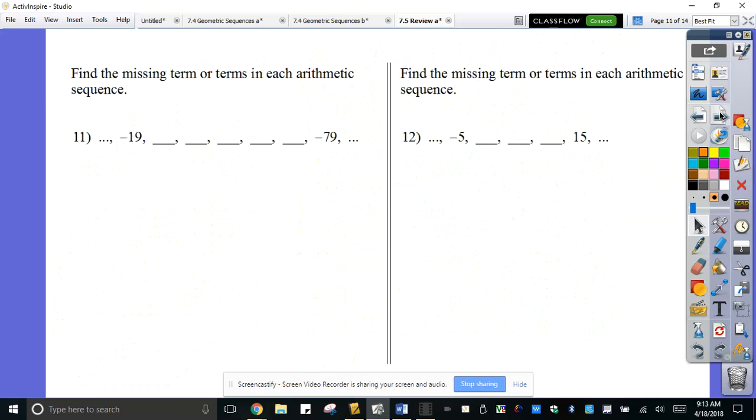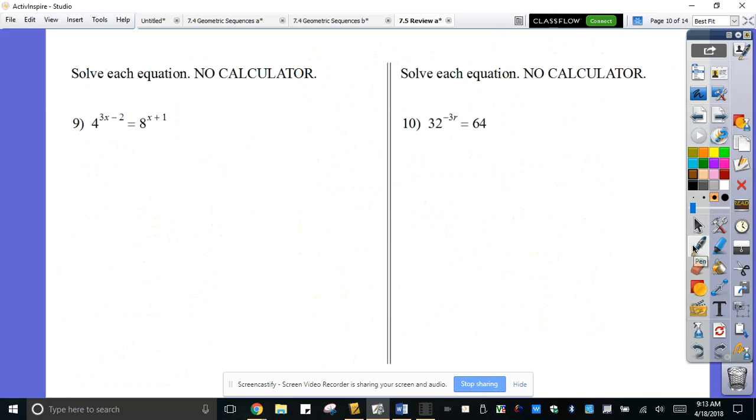Something challenging. This one here, maybe. 4 does not go with 8. You should know that. But you know that 4 goes with 2 squared. So I can drop the 3x minus 2 here. Likewise, you know that 8 goes with 2. 2 to the third power is 8. 2 times 2 times 2 is 8. And then put the x plus 1. Now they have the same base.